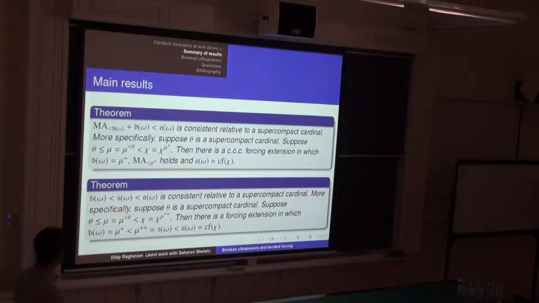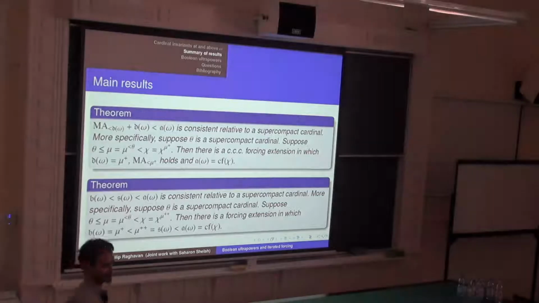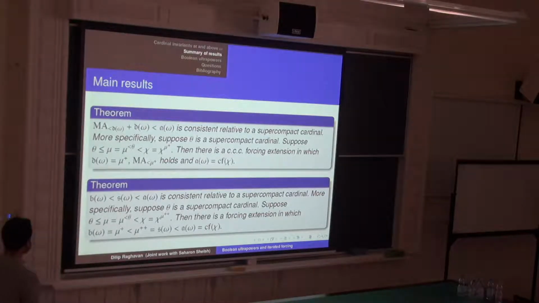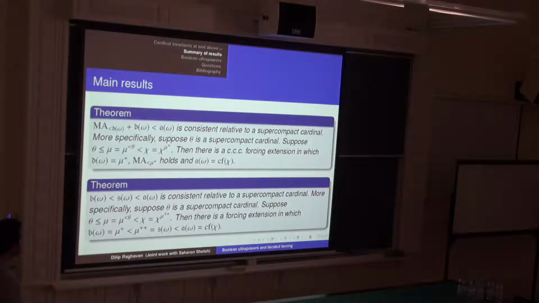Okay, so we can also get the consistency of B omega less than S omega less than A omega. This was the second question. And this is also consistent relative to a supercompact cardinal, which, as Martin pointed out, is clearly ridiculous. But what can we do? And again, you can parameterize the situation. You can let B be various things, S be various things, and A be various things.